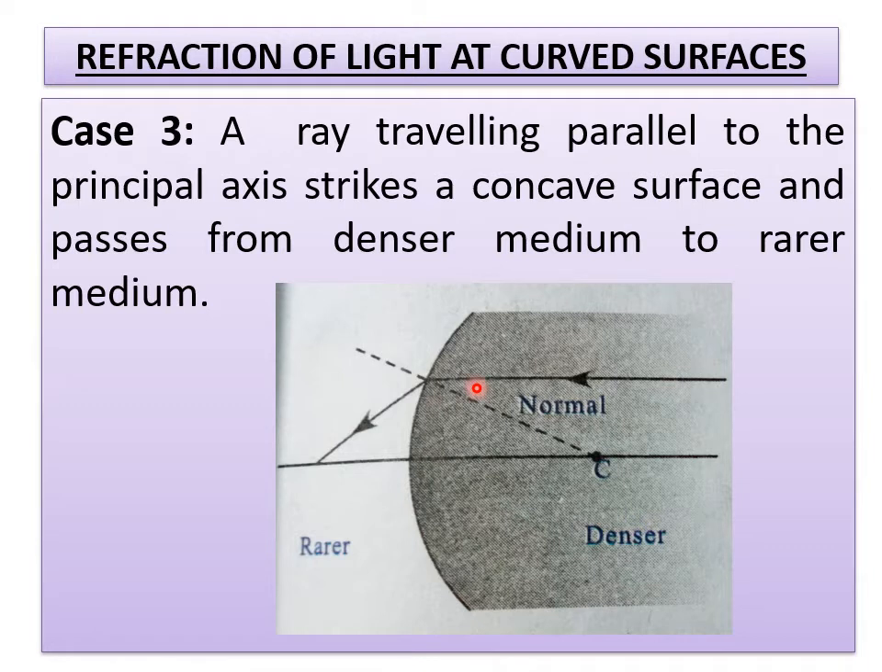What is the condition for denser to rarer, as in refraction at plane surfaces? It moves away from the normal. So this is your I and this is your R. The refracted ray is moving away from the normal, and these refracted rays meet on the principal axis at one point. So you have to remember this case also: a ray traveling parallel to the principal axis strikes a concave surface and passes from denser medium to rarer medium.